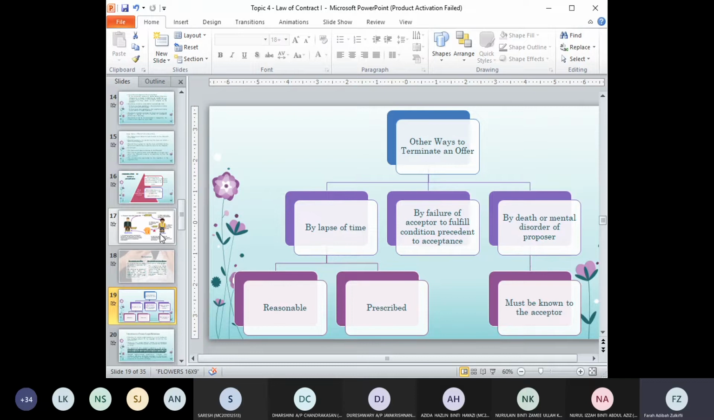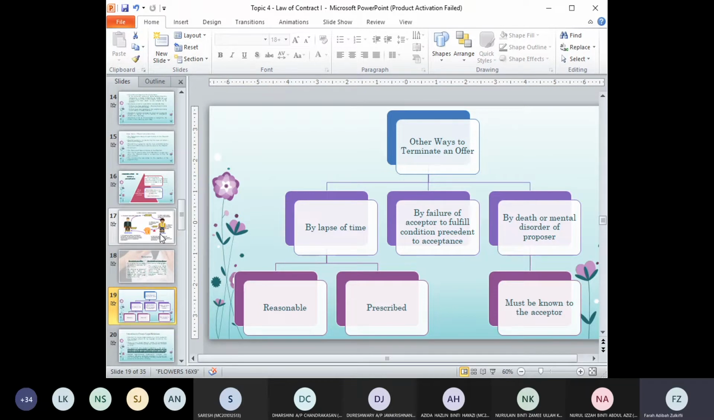Or the second situation, if the acceptor failed to fulfill a condition precedent to the acceptance. For example, you make an offer, but you state that I want to offer a position of an officer to you, but with the condition that you have to have a driving license, because I want you to be a driver for the company. So if you don't have a driving license, that is when an offer can be terminated, because you, as an acceptor, fail to fulfill the condition precedent to the acceptance.